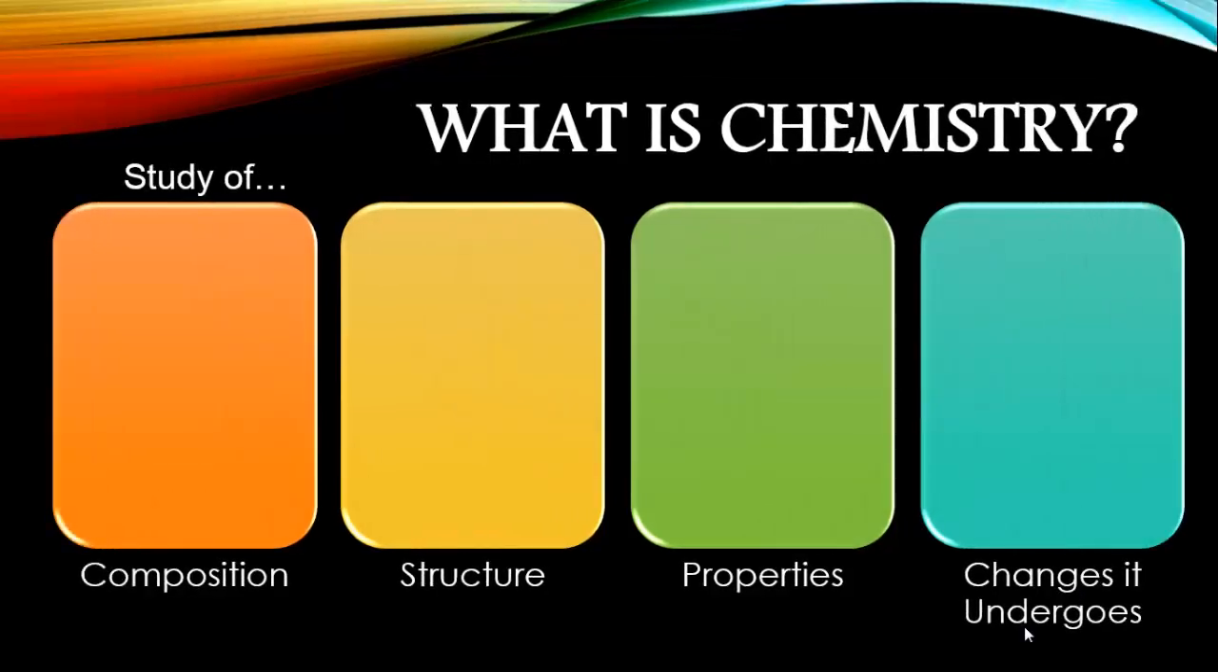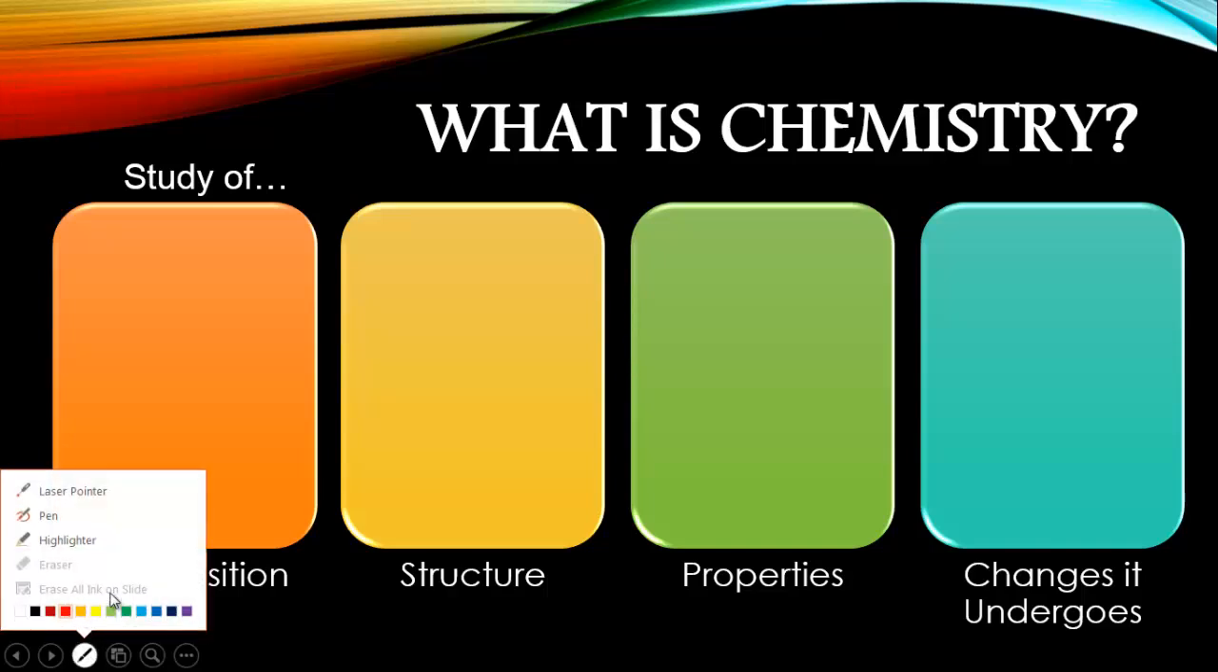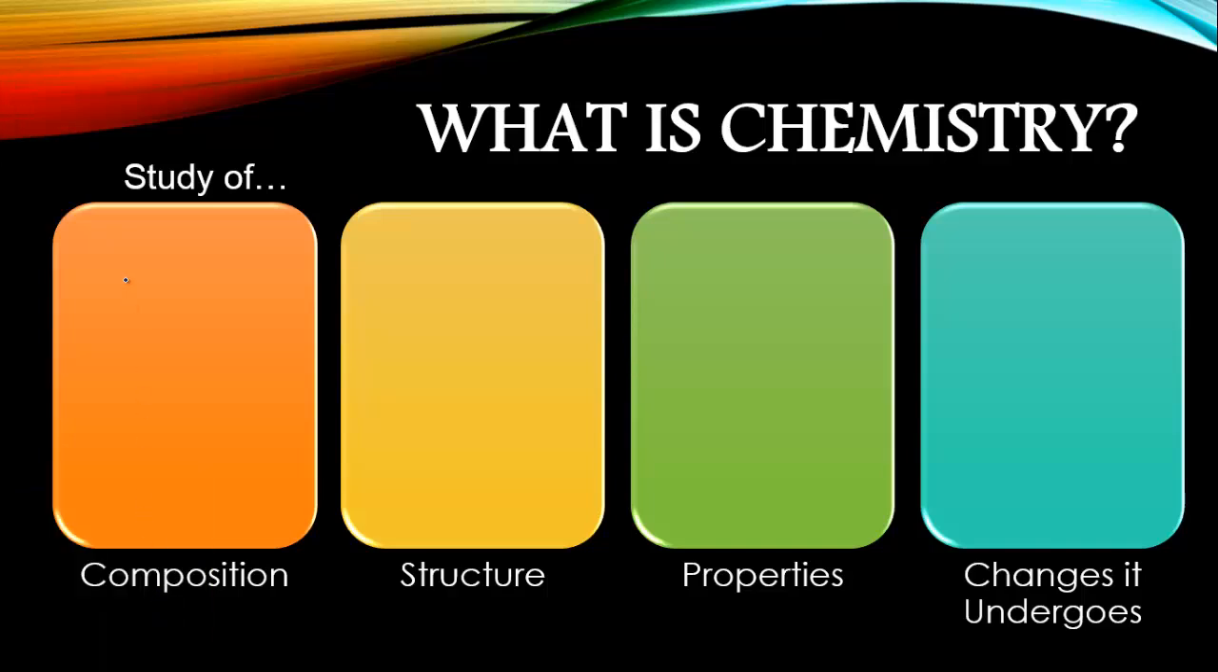So, what is chemistry? Chemistry is the study of composition, structure, properties, and the changes it undergoes. As we look at different compounds, we're going to look at each of these things, not all at the same time, but as you go throughout this year, we are going to cover each of them. Composition is basically what a compound is made of. If we look at water, we know water contains some hydrogen, some oxygen. We have 2 hydrogens.